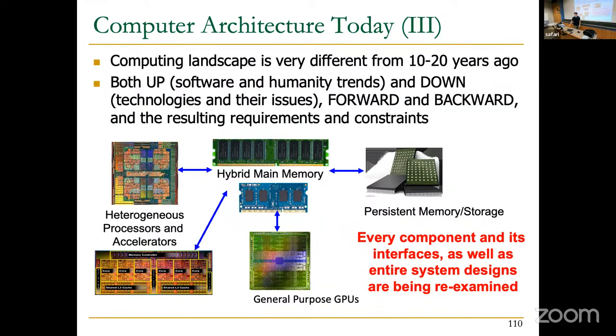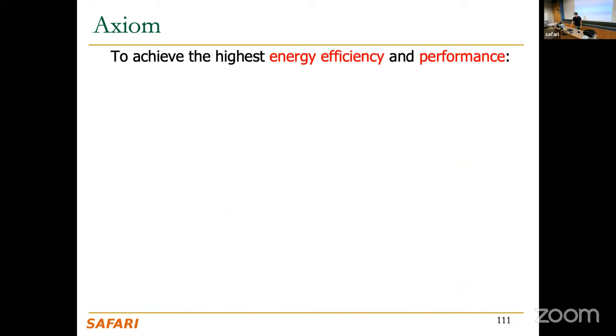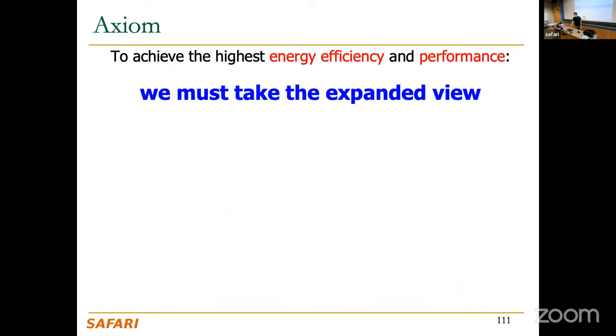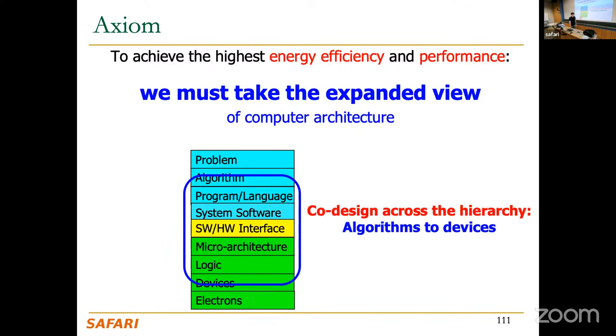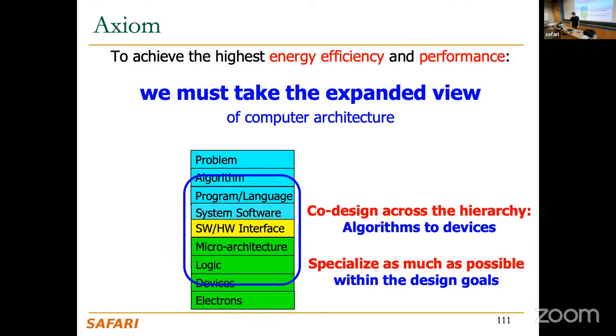Okay, so going back to our axiom, to achieve the highest energy efficiency and performance, we must take the expanded view of computer architecture that goes from the very top, from the problem, to the bottom, to the devices and the electrons, and co-design across the hierarchy from the algorithm to the device, and also specialize as much as possible within the design goals. If you want to be efficient, you need to specialize, but depending on your goals, you might want to focus just on a specific application, or you might need to focus on more different applications.